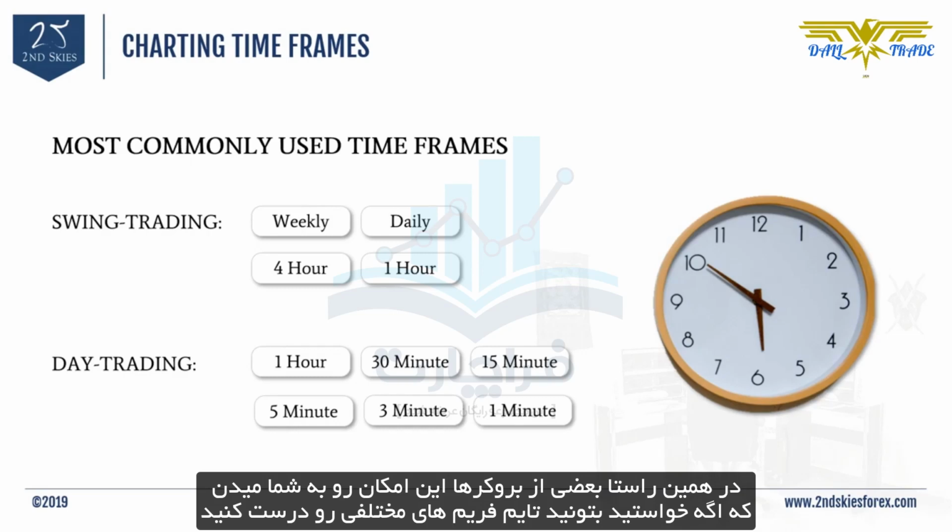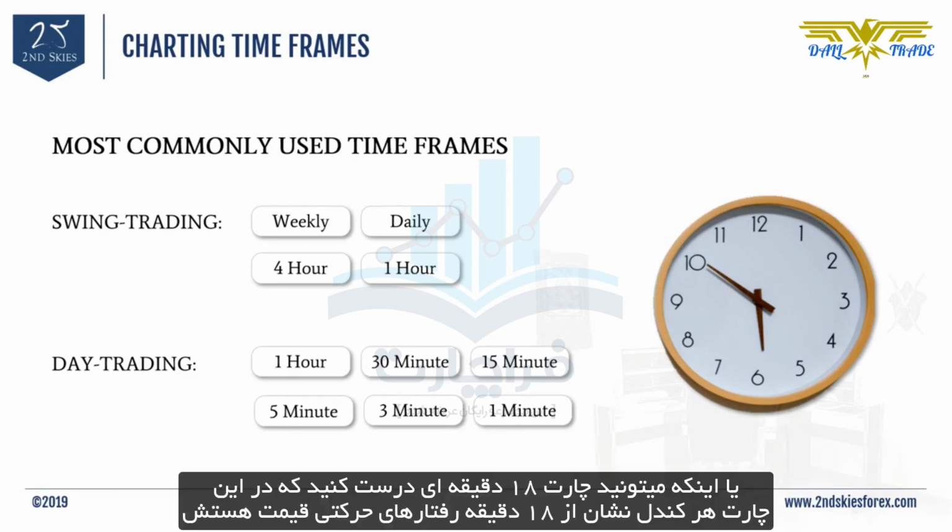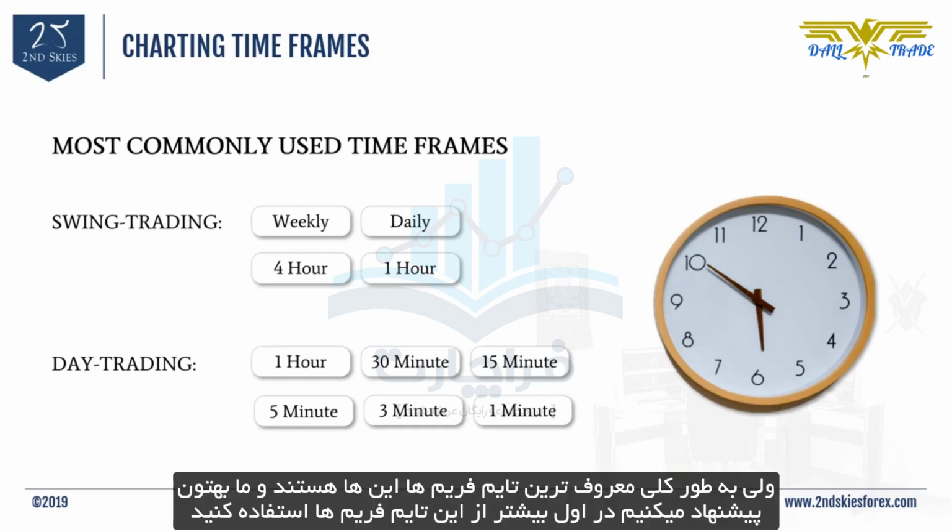Now, on top of these time frames, many brokers offer individually adjustable time frames, which means you can create custom time frames if you so want to. Meaning that you could have a 7-hour chart, where each candlestick on the chart would be made up of 7 hours of price action. Or you could have an 18-minute time frame where each candle on the chart would be made up of 18 minutes of price action. But overall, the most commonly used time frames, and which we recommend you start out with, are these time frames shown here on the screen.